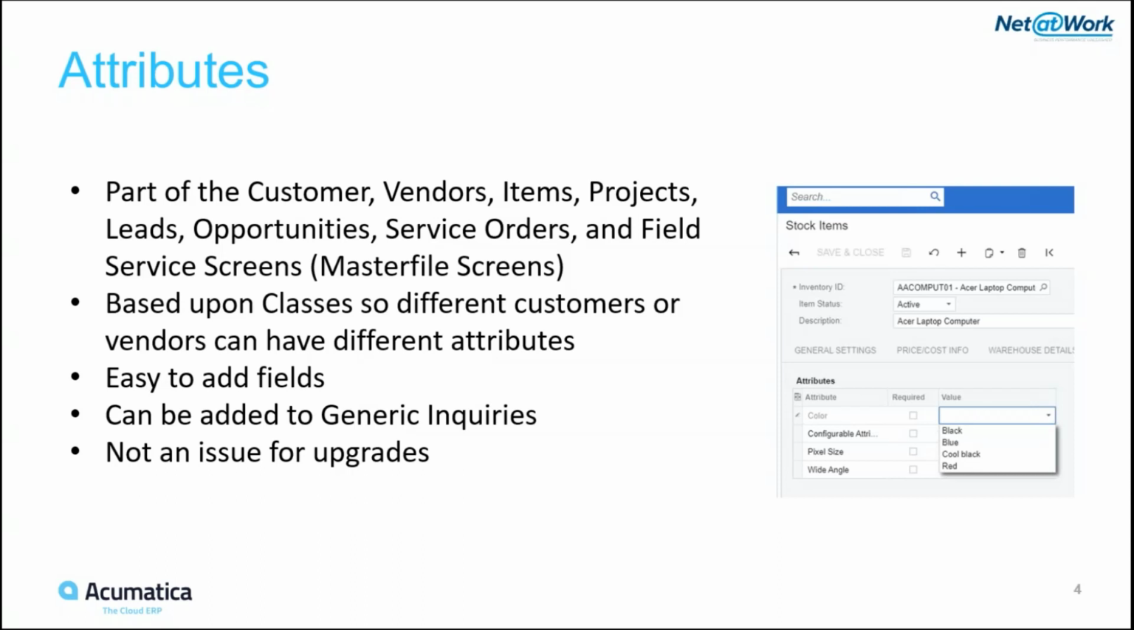For example, if you were tracking in accounts payable, your 1099 vendors as one class and your employees as a different class, you might have different attributes you want to track with each. That's what this ability is for. These are very easy to add, and we will actually do a demonstration of that. They can be added to generic inquiries, which are like your lookups, and they're not an issue for upgrades. During upgrades, these custom fields are very easy. Again, we'll demonstrate them within Acumatica.